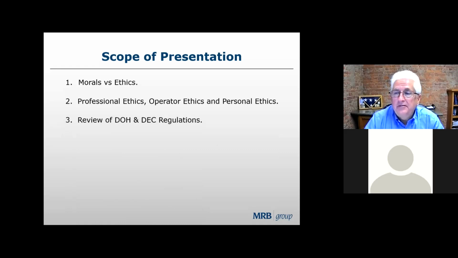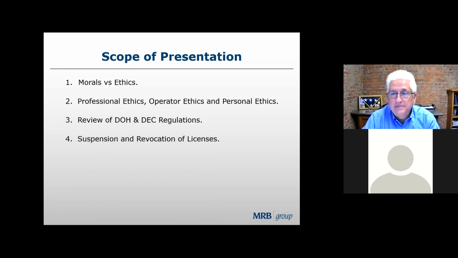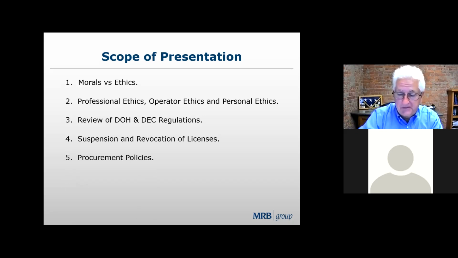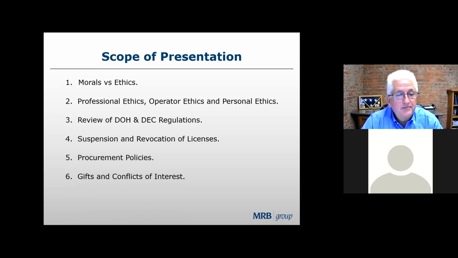We're going to review the Department of Health and the Department of Environmental Conservation regulations relating to your license, and discuss the potential suspension and revocation of licenses and some of the key items that relate to the potential for either a suspension or a revocation. Procurement policies. We're going to talk a little bit about procurement policies. Procurement policies are going to be somewhat tailored to your community, but also follow some of the state regulations, and also relating to gifts and conflicts of interest. That's a lot of times where there's gray areas relating to ethics. And then finally, we'll have conclusions with questions and answers.